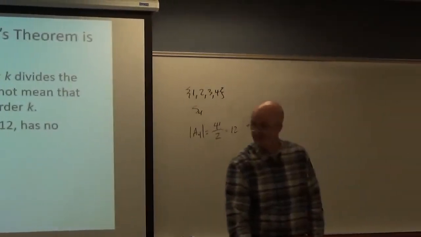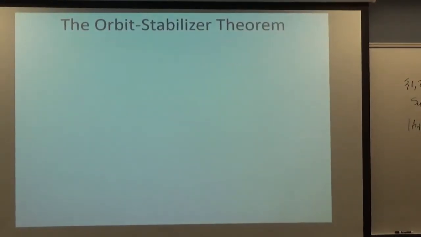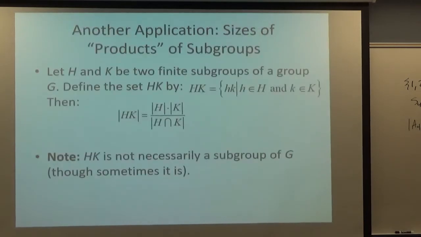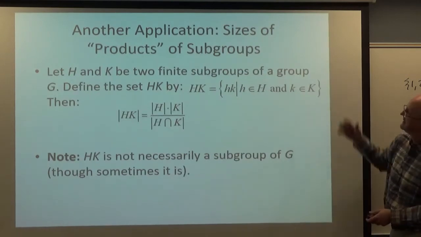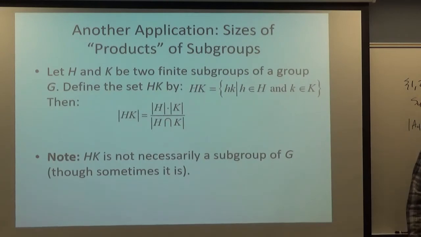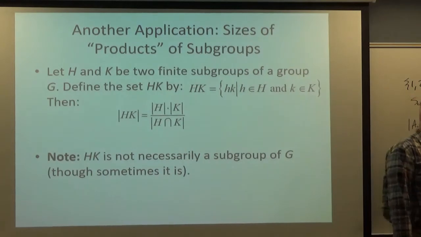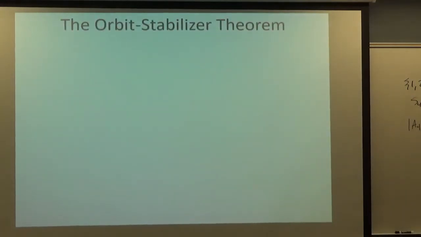Let's move on. It's something different though. Something called the Orbit-Stabilizer Theorem. I haven't covered everything in chapter 7. In particular, this slide is something you should think about as well that you'll find in the book, related to this set HK, where H and K are subgroups. But with the time we have remaining, let's look at the Orbit-Stabilizer Theorem.